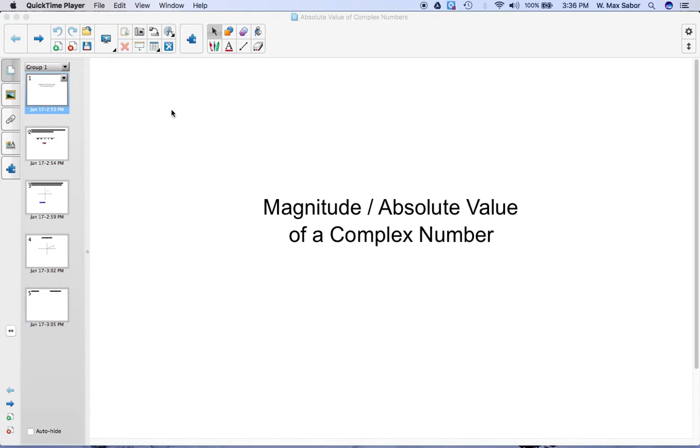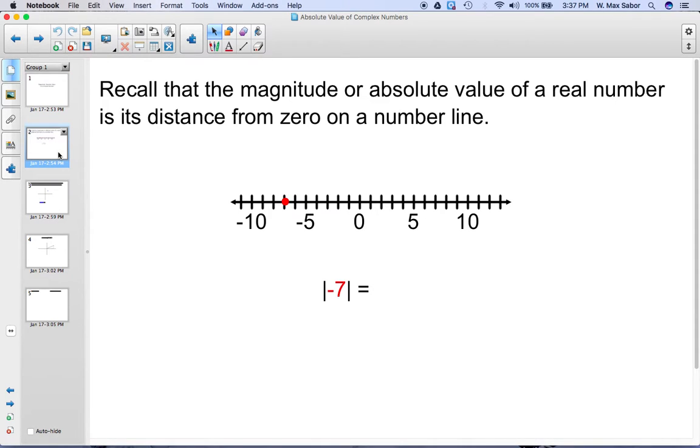What is the magnitude, we can also call it the absolute value, of a complex number? Well, remember that the magnitude or absolute value of a real number is its distance from 0 on a number line. So when we calculate the absolute value of negative 7, you know that off the top of your head is 7, but what it means is it's the distance from 0. So here's negative 7, and you have to travel 7 away to get to 0. So the absolute value of negative 7 is 7.